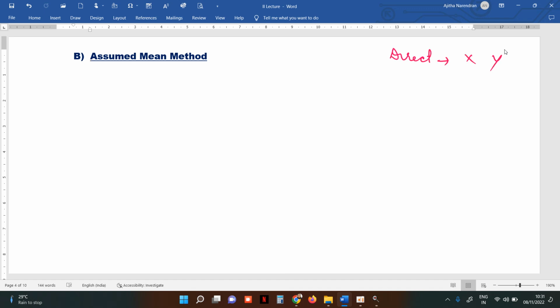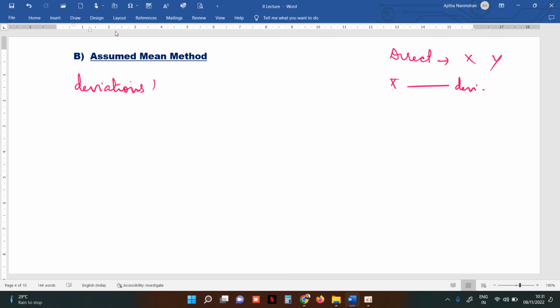In case of the arithmetic mean method, we have seen the deviations taken from the arithmetic mean. Here, in case of assumed mean, we are going to see how the correlation is computed through the deviations taken from an assumed mean. Assumed mean is known as A. Right, we are going to find out the deviations from the assumed mean.